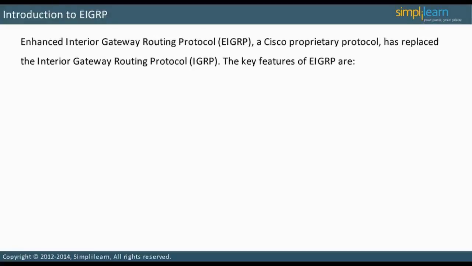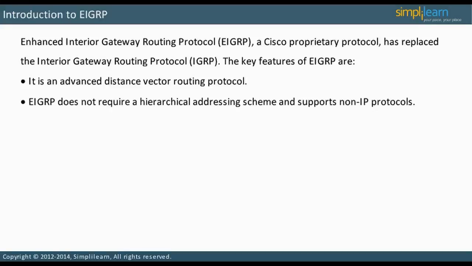Enhanced Interior Gateway Routing Protocol, EIGRP, is a proprietary Cisco protocol, which replaced Interior Gateway Routing Protocol, IGRP. It is also an advanced distance vector routing protocol. However, some people call it a hybrid. It does not have a total view of the network as a link state protocol would. However, it maintains more information than RIP.